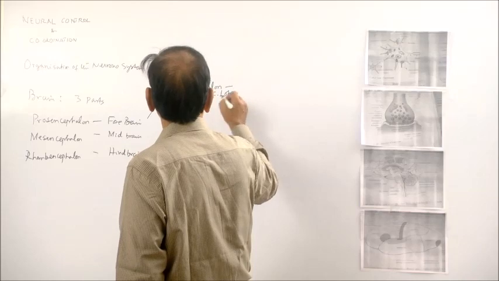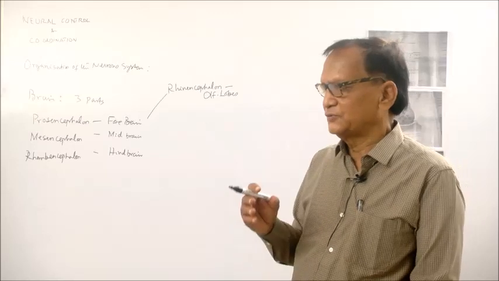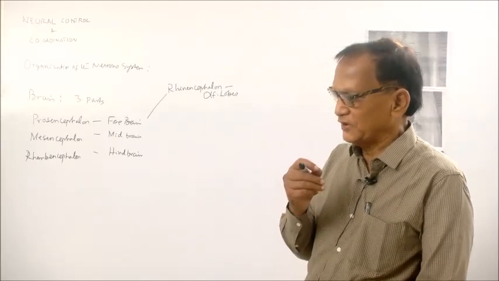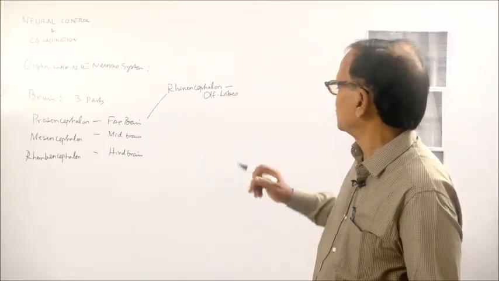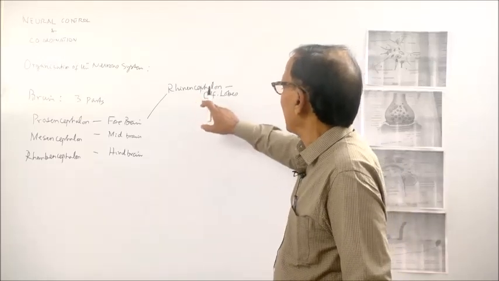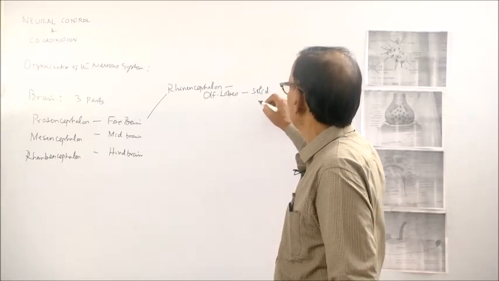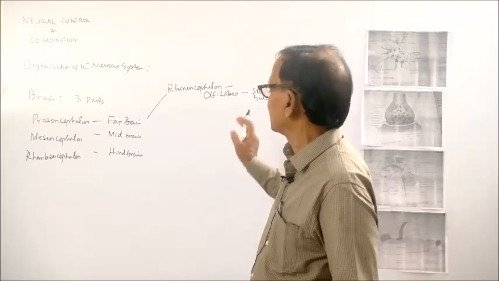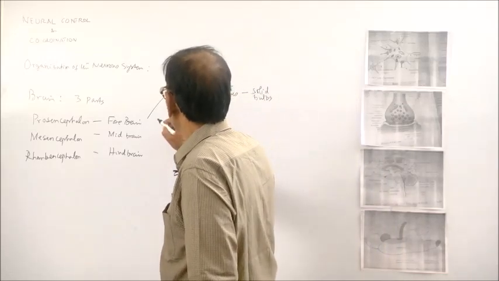You must have some idea of the function of the olfactory lobes. These olfactory lobes are concerned with the sense of smell. Their fibers originate from the nasal epithelium, and then they reach these olfactory lobes in the forebrain. The rhinencephalon are usually solid bulbs. They do not contain ventricles. So the prosencephalon or forebrain consists of the rhinencephalon.